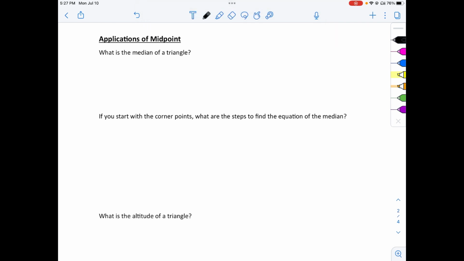And we can use what we know from linear relations as well as some of the things that we are learning in this unit, analytic geometry, to determine some key characteristics of a triangle. So it's important first to know what these characteristics are. The median of a triangle is a line that's drawn from one of the vertices to the midpoint of the opposite side.